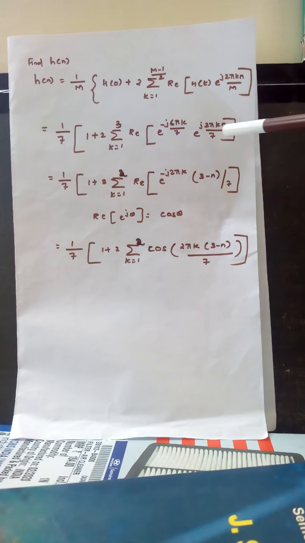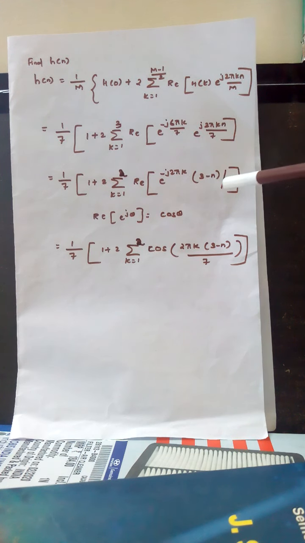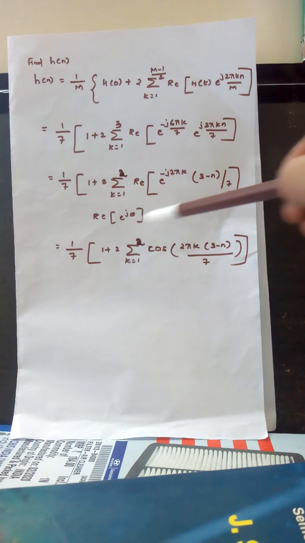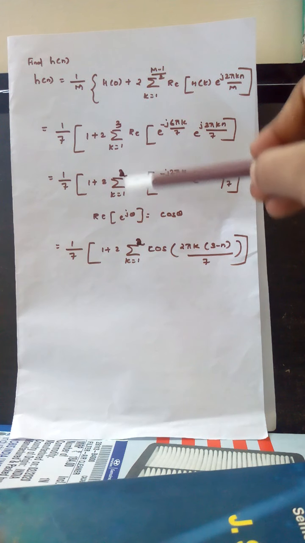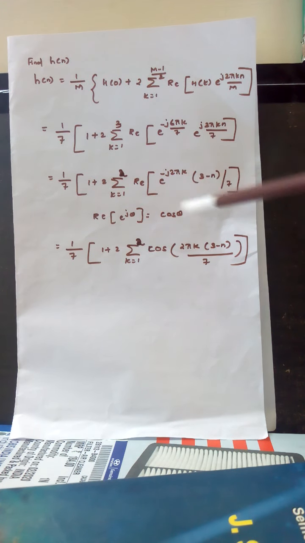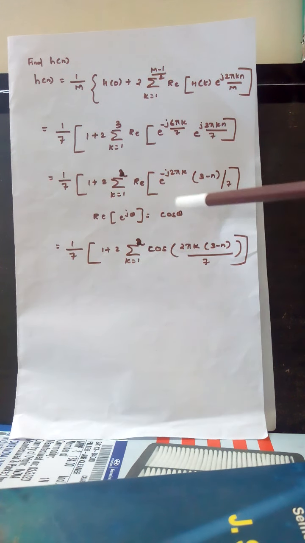So in both the terms, if you take e to the power of minus j 2 pi k by 7 outside, here we'll get 3 minus n, correct? So in this again, we want only the real value. So e to the power of minus j theta is cos theta minus j sin theta. So imaginary won't come, only the real value if you consider, it is the cos of this function. So it is 1 plus 2 into summation k equal to 1 to 2 of cos of 2 pi k (3 minus n) by 7. So this is your h of n.